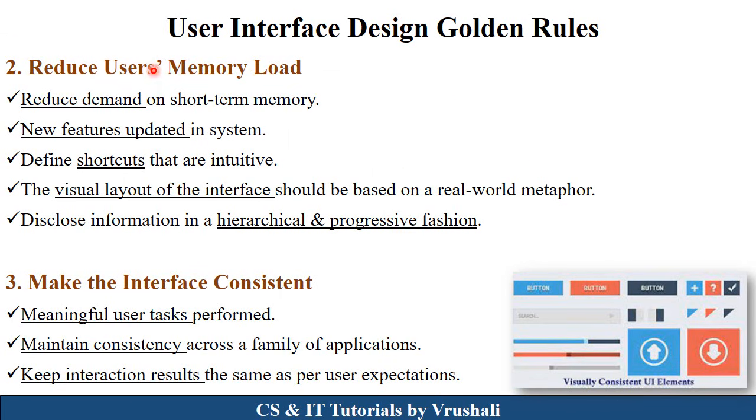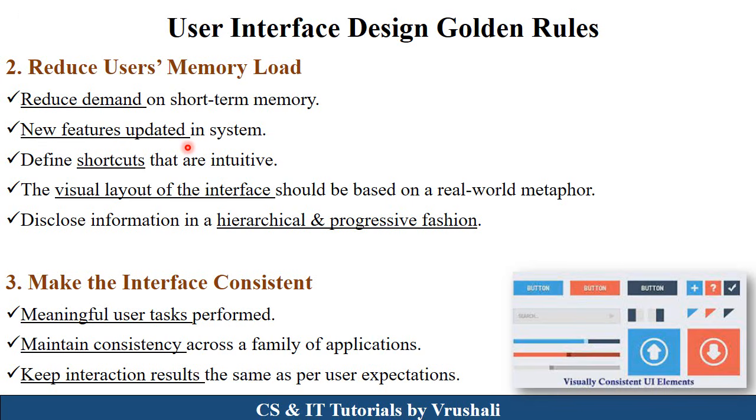Now, the second golden rule is reduce the user's memory load. For example, reduced demand on short-term memory means each and every feature is directly available. For example, the user clicks on the submit button and the information is saved in the database, right? Now there are some help links given, so they reduce the memory load of the customer. The user directly uses those applications interactively.